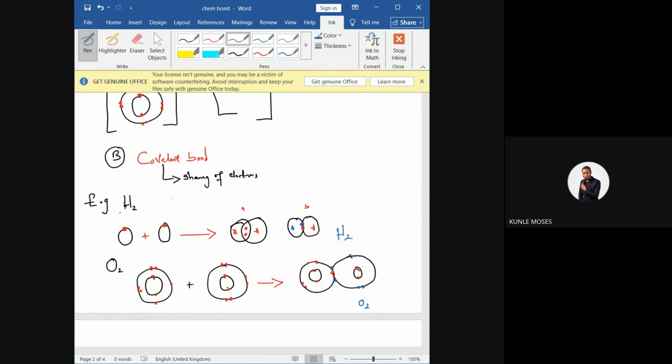I don't want us to waste our time because we've not even moved to today's class. Now, can somebody do water for me? Why is water regarded as a covalent molecule? Can somebody do it?